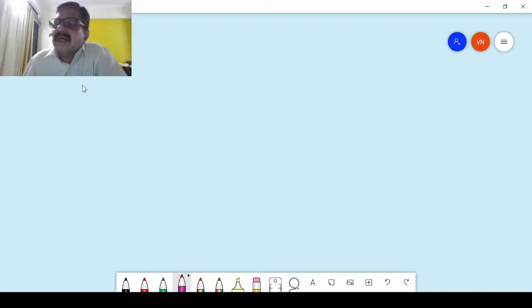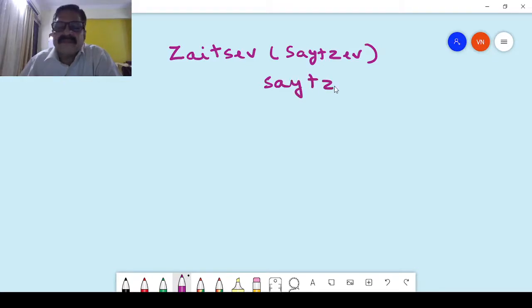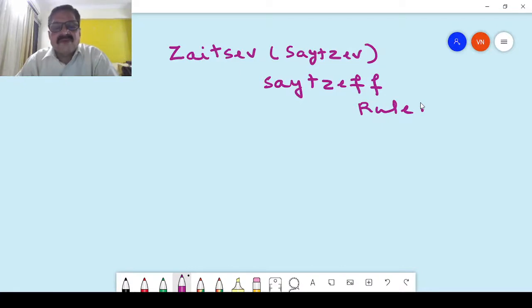Zaitsev. It can be pronounced in different ways. One way we can write it is Zaitsev, or Saytzeff. Different textbooks write it in different ways. So we can say the Saytzeff rule or the Zaitsev rule, whatever it is. This will be helpful.